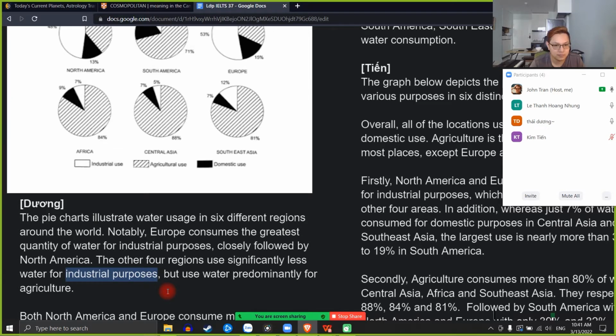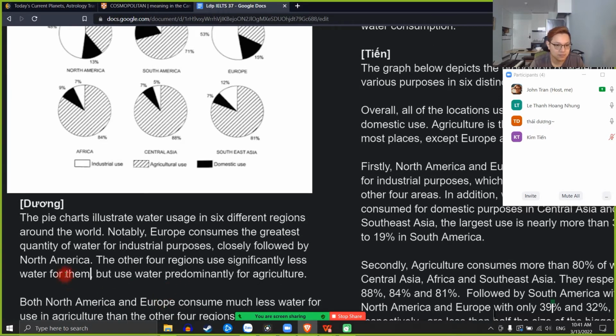Significantly less water for them. For them, or significantly less water for those.